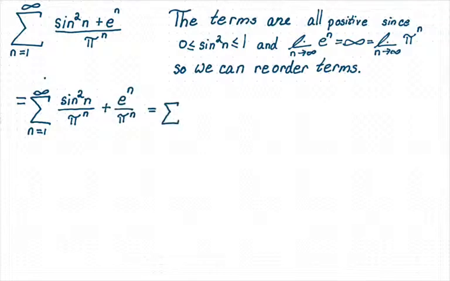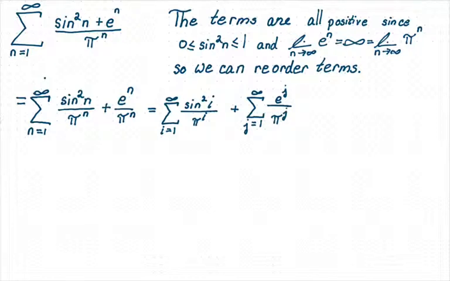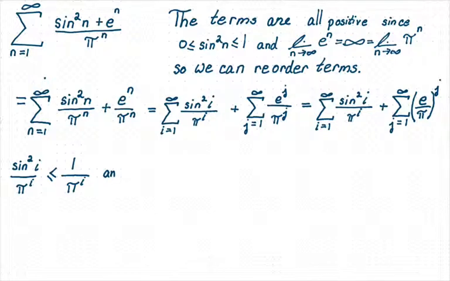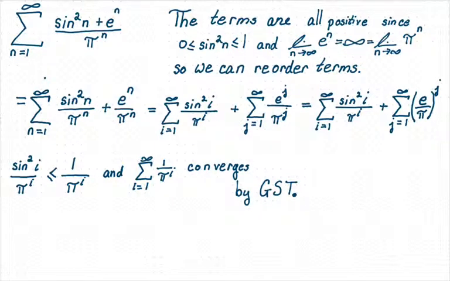So first I'll split up this fraction, then I'll separate it into two infinite series, and now I will rewrite that e to the j over pi to the j as e over pi to the j. So looking just at that first sum, sine squared i over pi to the i. Sine squared i is always between 0 and 1, so it is strictly less than 1 over pi to the i. And I know that 1 over pi to the i converges just by the geometric series test.